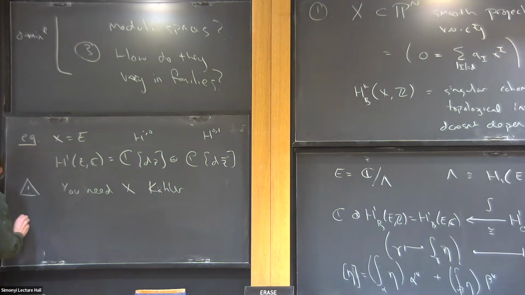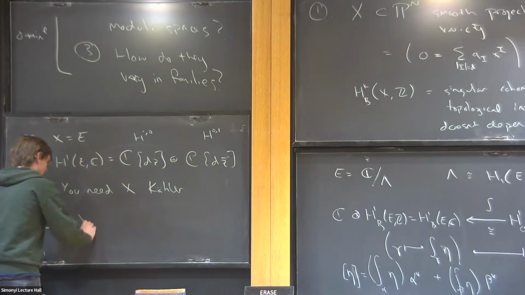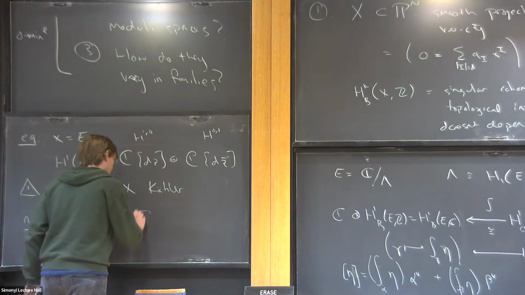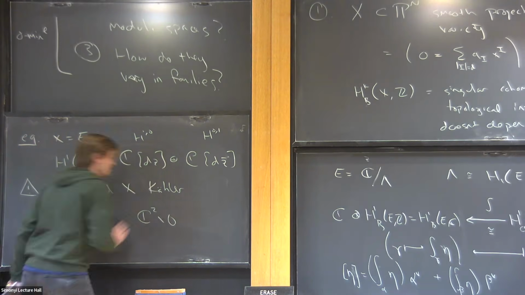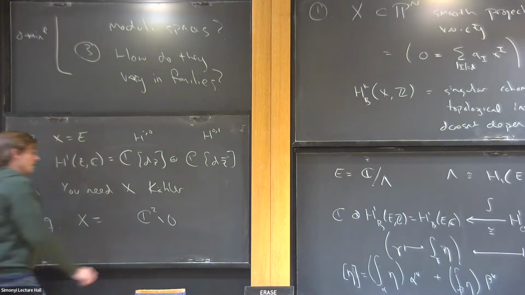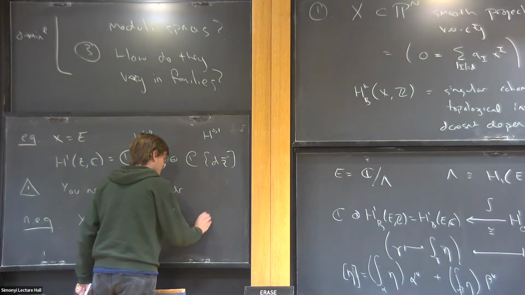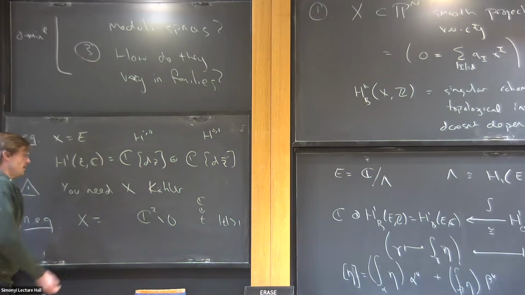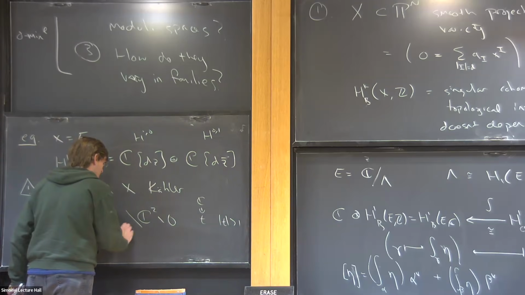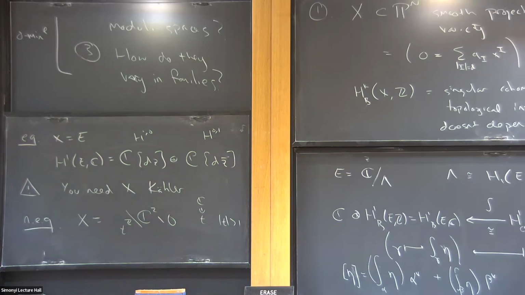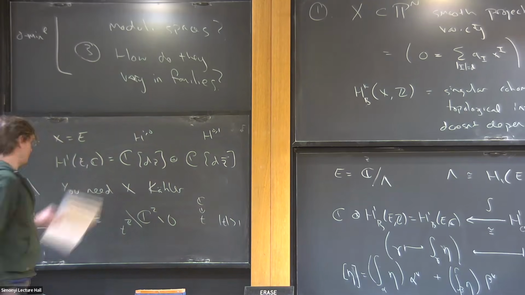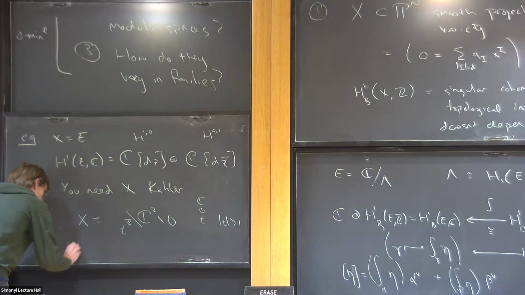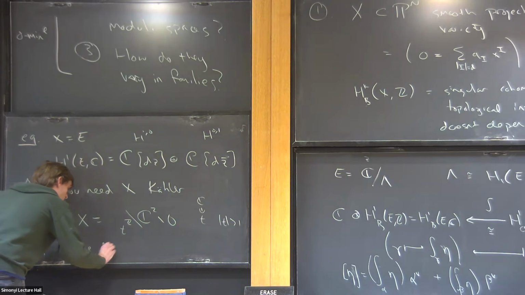And here's the non-example that you can think about. If you take X to be, so what is the Hopf surface? You take C squared minus 0, and you take a complex number T whose norm is, let's say, bigger than 1, and you mod out by the scaling action of T. So this gives you some complex surface, and this fails. So Hodge decomposition fails.